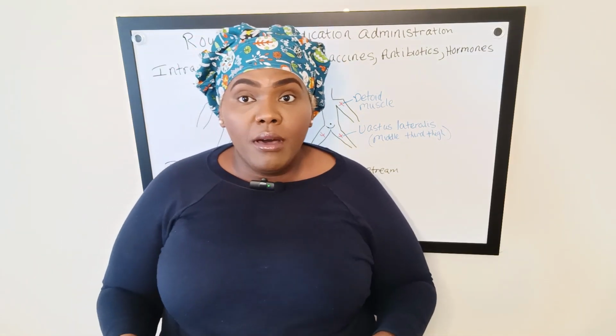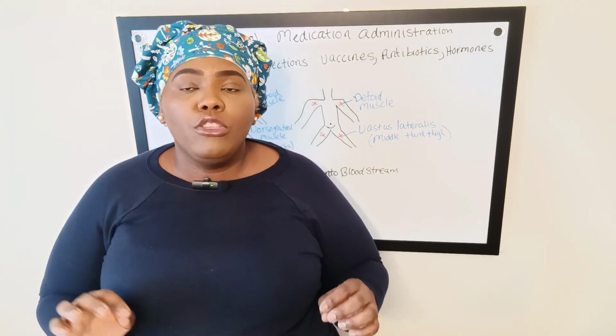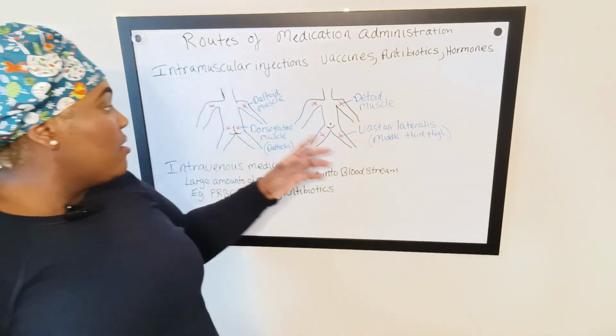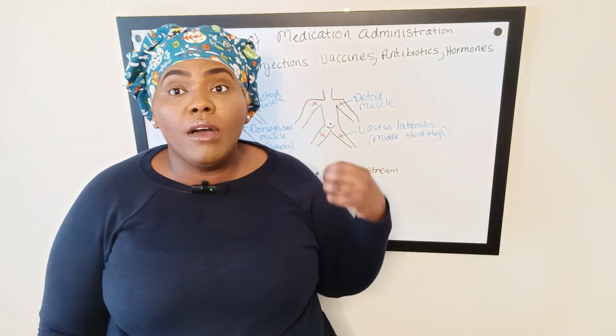All right, so remember, IM injection has specific sites. You don't just stick the patient anywhere. You have to remember deltoid, vastus lateralis, dorsogluteal. Those are our locations for our IM injection.